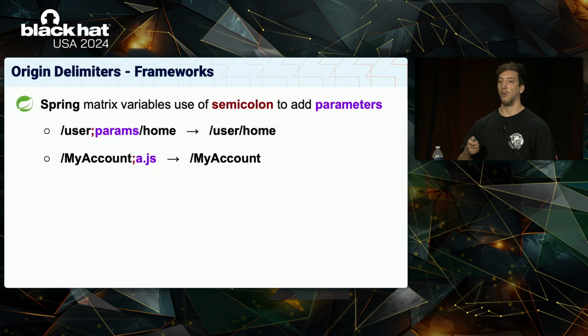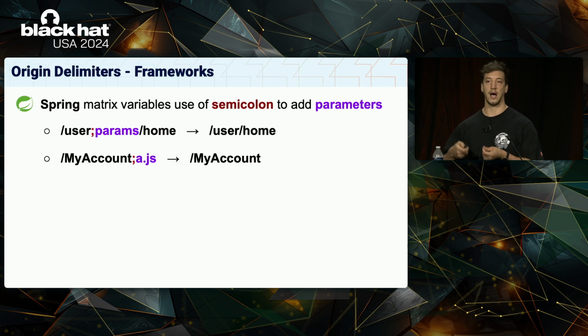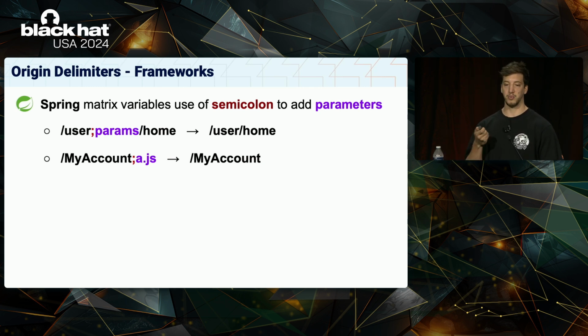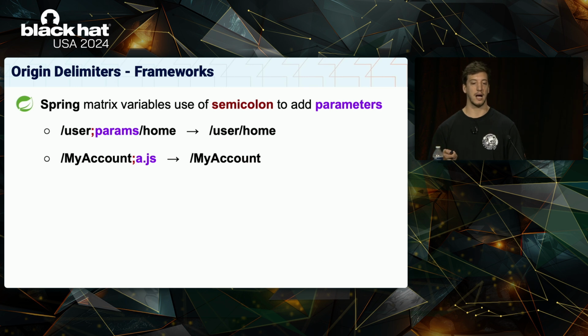So let's see which delimiters we can find in the wild to use this and to exploit an origin server that is using them. The first one is one that is really well known by a lot of people, which is the Spring semicolon. In Spring, we can define matrix variables, and we can include them in the path. So if we send something like my account, semicolon, a.js, well, Spring is going to think that this is just my account, and a.js is a path parameter, or actually a matrix variable.